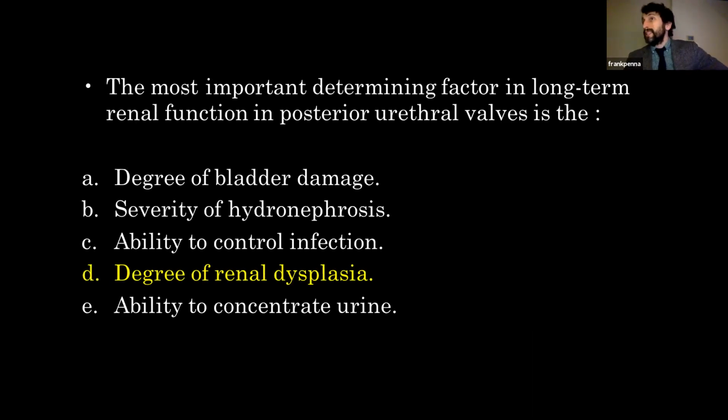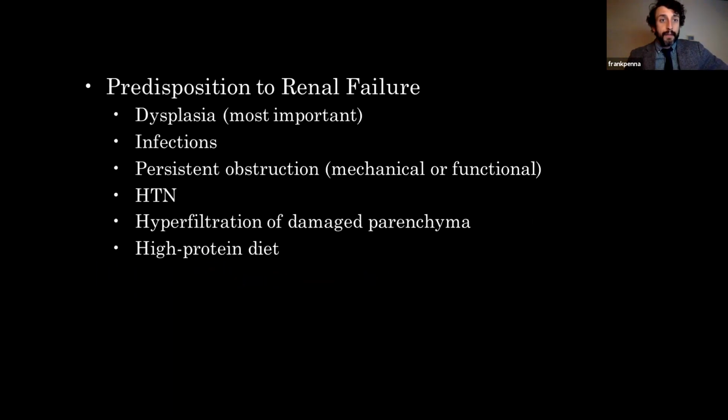If they're crummy kidneys to begin with, guess what? By me fixing the plumbing, it's not going to make them any better. If they're poor kidneys, they're going to remain poor kidneys. They need to be closely followed and monitored. Predisposition to renal failure is certainly dysplasia, most important. Recurrent infection certainly can damage kidneys, and they can take a hit from that. If they have persistent obstruction, high blood pressure, et cetera.